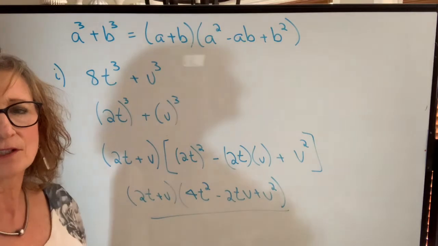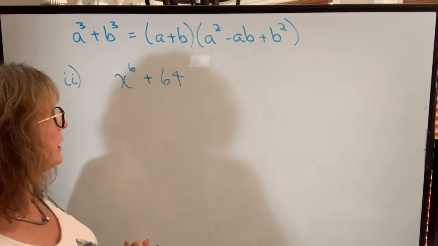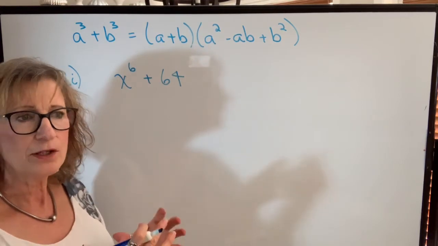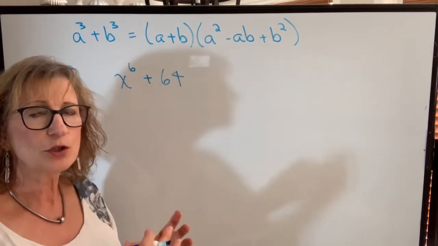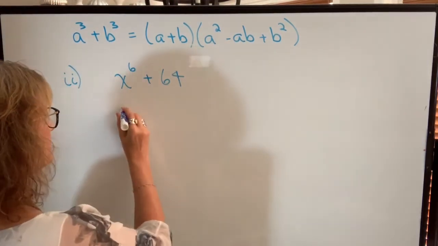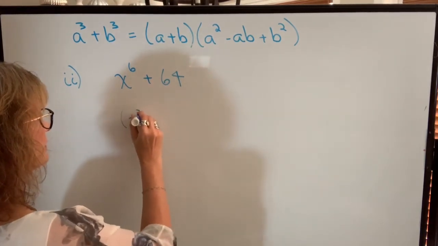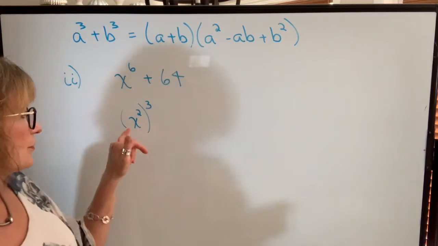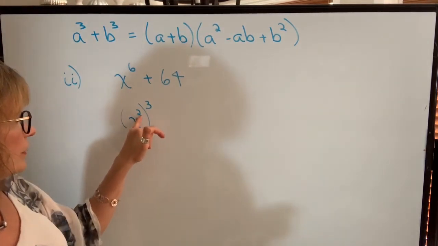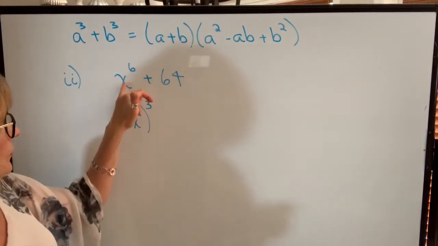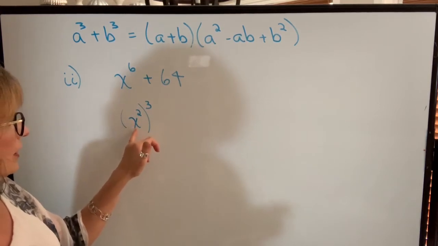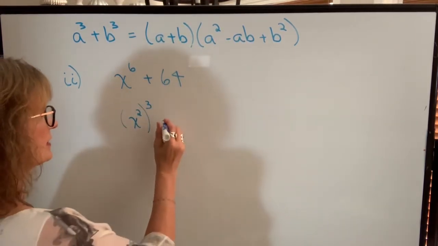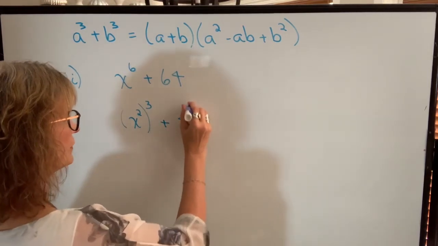All right, let's take a look at another example. We have x to the 6 plus 64. And we could think of that in terms of sum of cubes by expressing x to the 6th as x squared cubed. Going back to our laws of exponents, remember that x squared cubed, we multiply our exponents. So x to the 6th can be rethought of as x squared, the whole thing cubed. And we know that 64 is 4 cubed.